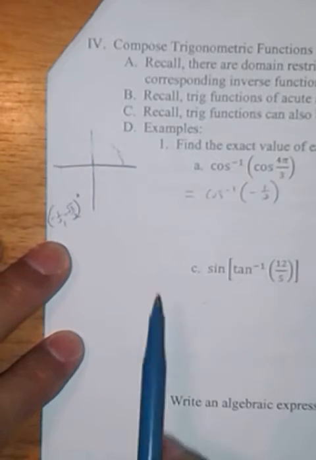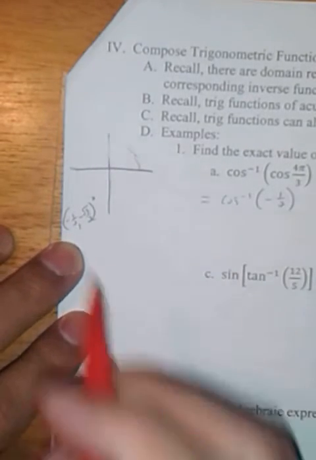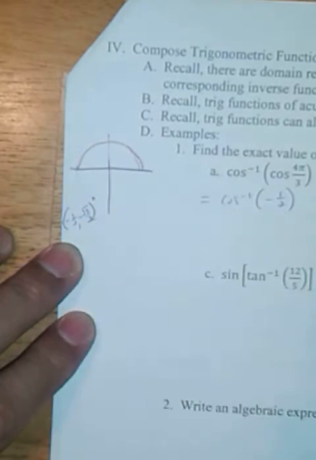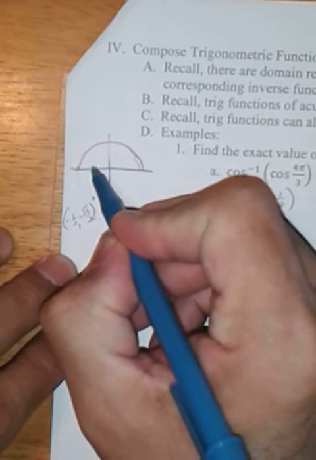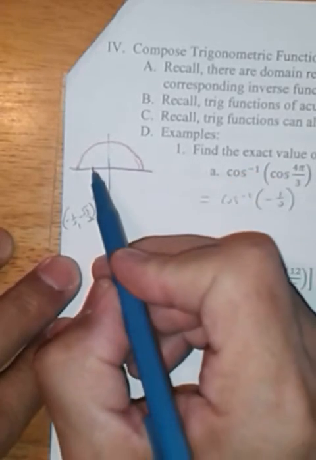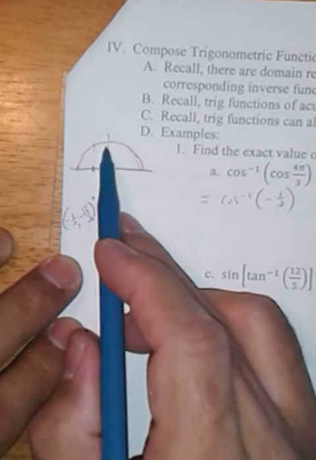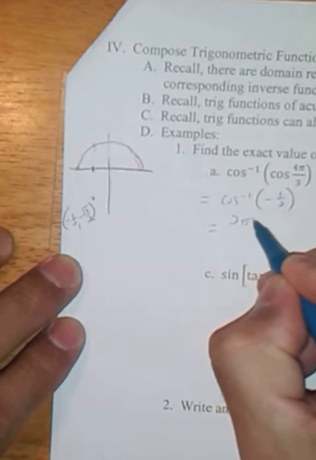Now remember cosine inverse gives us an answer from 0 to pi. And you'll notice this is cosine inverse of 1/2. So that's 1/2 right there. Cosine inverse means that angle up there, which will be 2 pi over 3. So cosine inverse of negative 1/2 is 2 pi over 3.